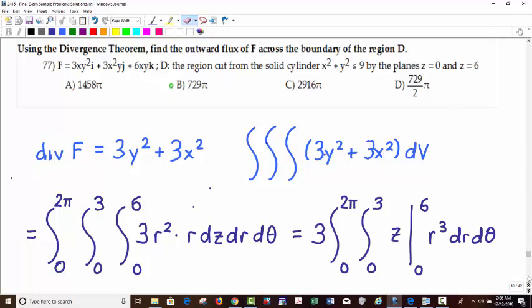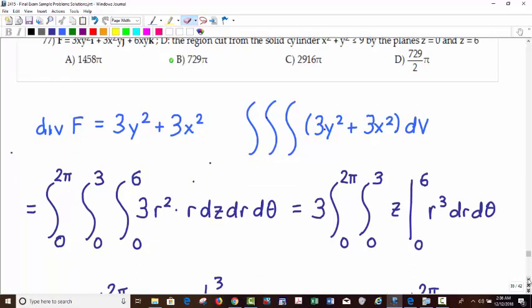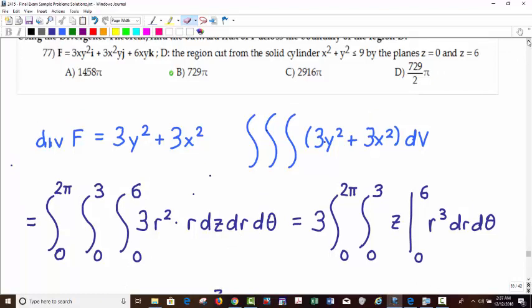So of course 3y squared plus 3x squared is the same thing as 3r squared. So we'll go from 0 to 6, and then we have 3r squared r dz dr d theta. And then inside the entire cylinder, which is a circle on the xy plane, 0 to 3, and then 0 to 2 pi. So we have to just work this out.